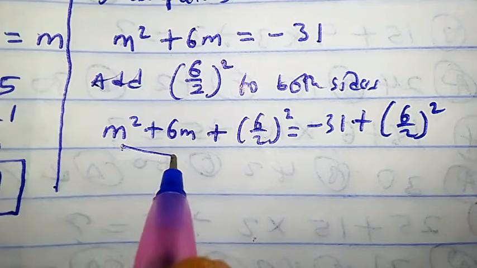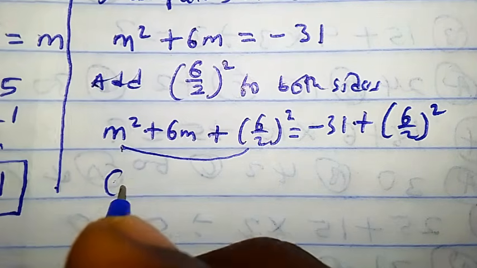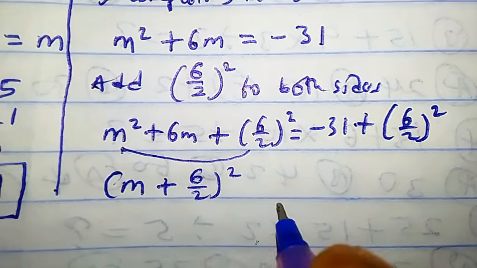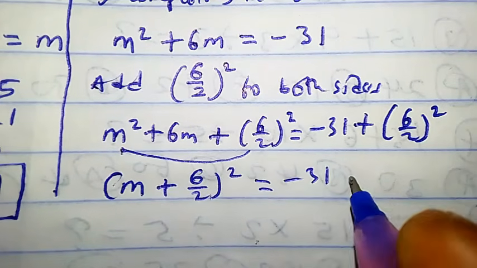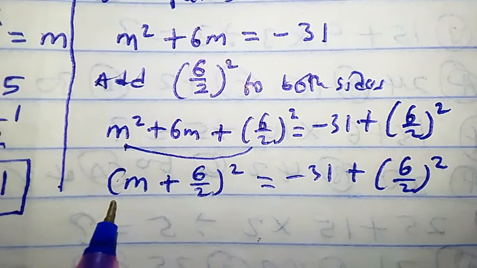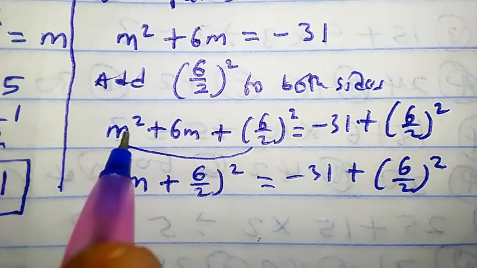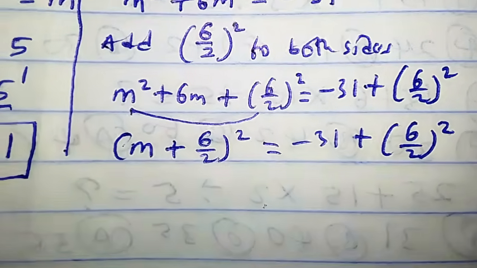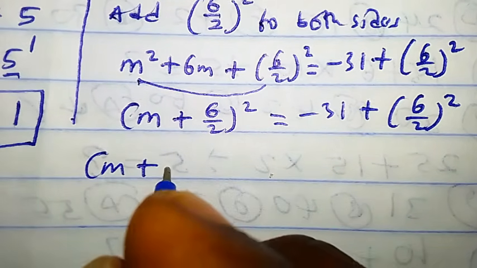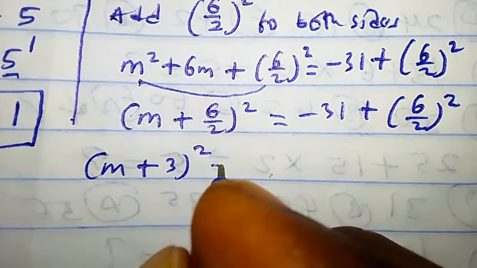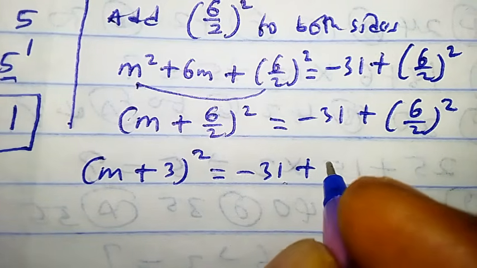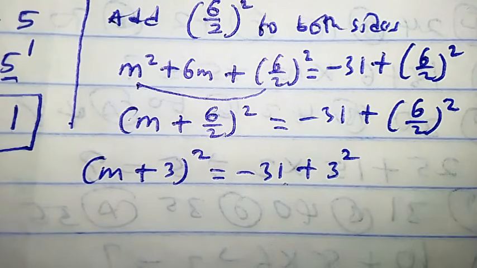I can combine this left hand side. So that will be (m plus 6 over 2) all squared equal to minus 31 plus (6 over 2) all squared. That is, if you carefully expand this left hand side, you're going to have this back. Let's continue. (M plus 6 divided by 2, that is 3) all squared, equal to minus 31 plus (6 divided by 2, that is 3) all squared.